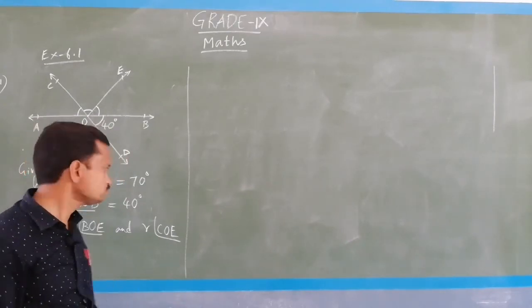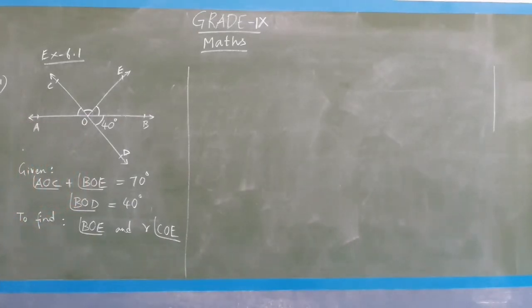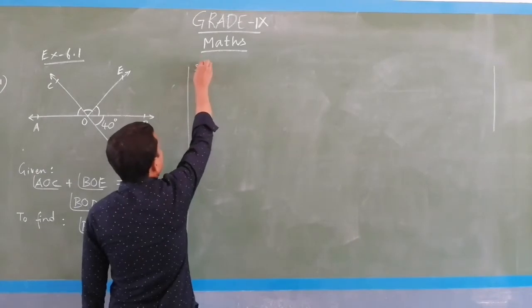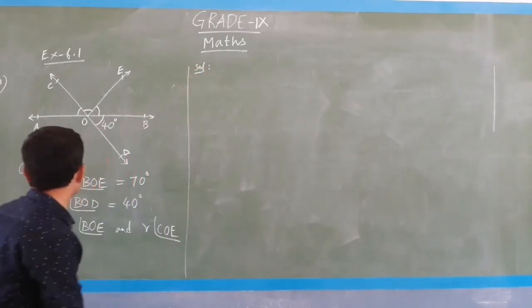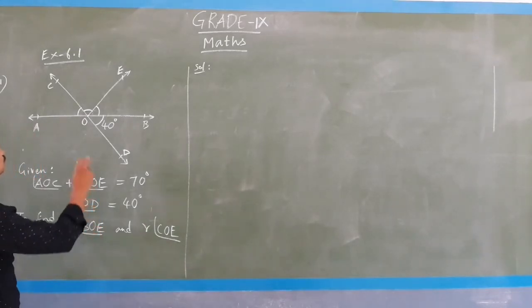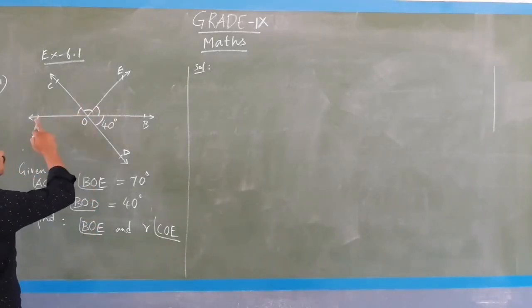Clear? And now we will start the solution. So, first of all, we take this AB line.